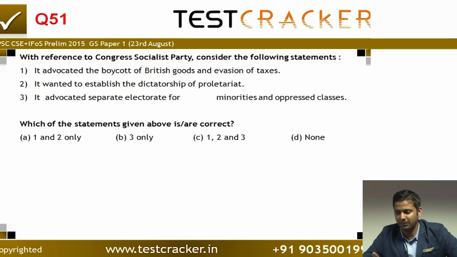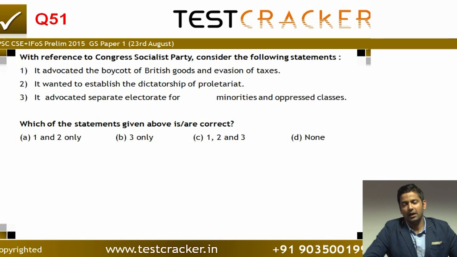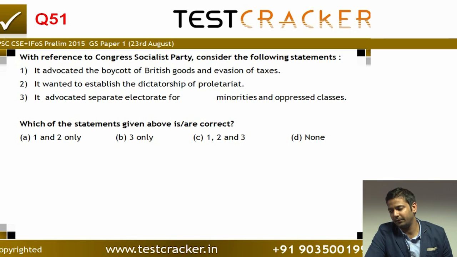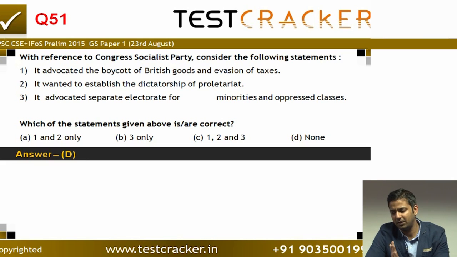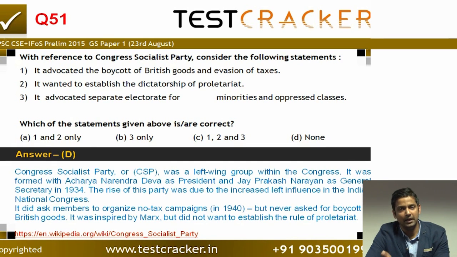You can come to the correct option, which is D. However, even if you read 1, it advocated a boycott of British goods and tax evasion. We are talking of boycott of British goods that happened long back during the Swadeshi period. Evasion of taxes, even though the Congress Socialist Party had mentioned in 1940 that their followers should look at not paying taxes, it was never fructified. Therefore, the answer is D. All these statements are incorrect.